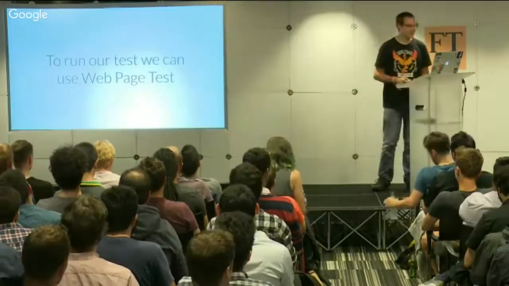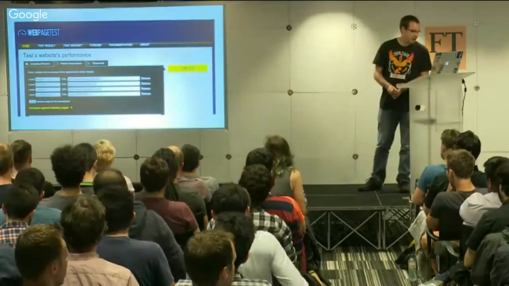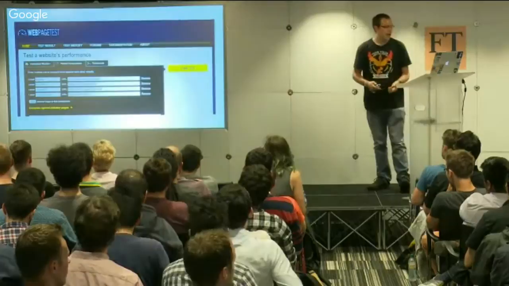So to run our test, we can use WebPage Test. It's got this great feature that enables you to do a visual comparison of different sites. So I've put in Beanley, BuzzFeed, Guardian, and Financial Times. I apparently can't spell Guardian correctly, as you'll see in one of the future slides. It was on a video, so I couldn't easily change it either.